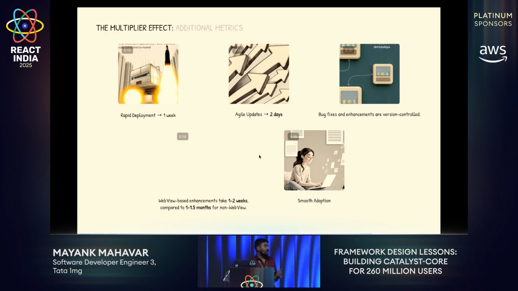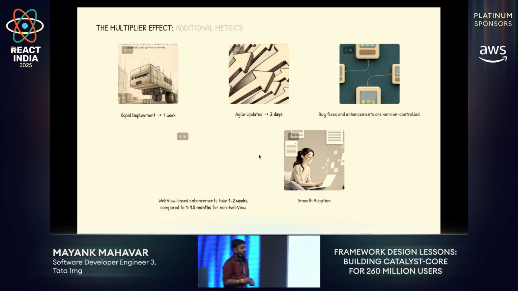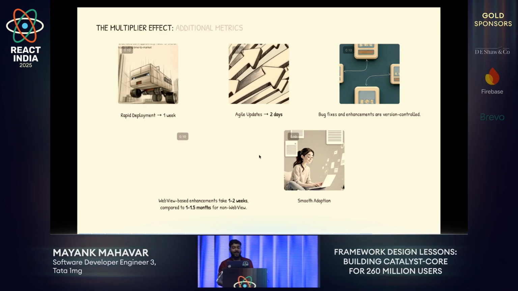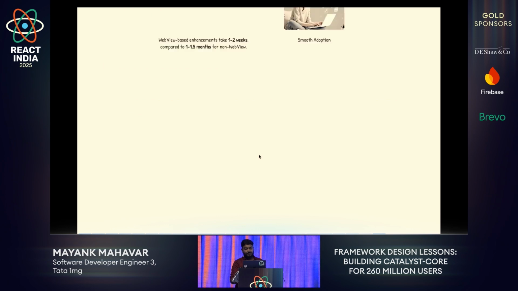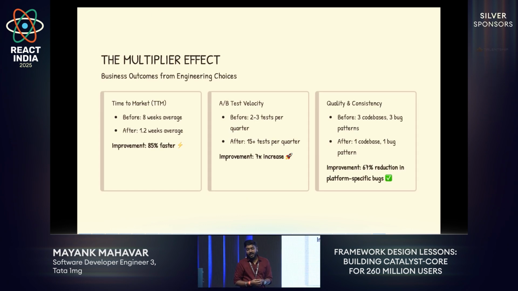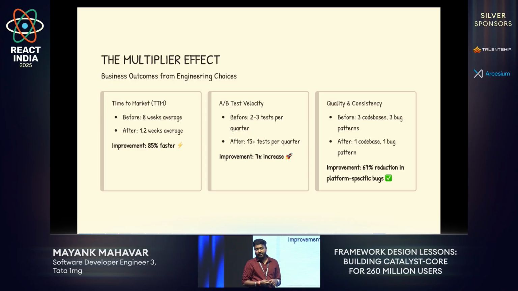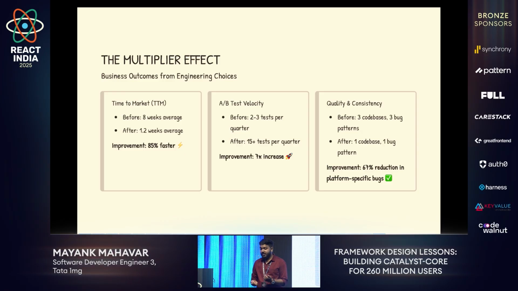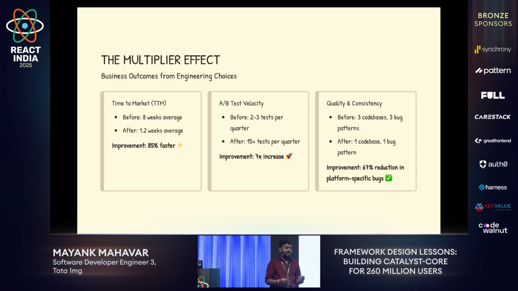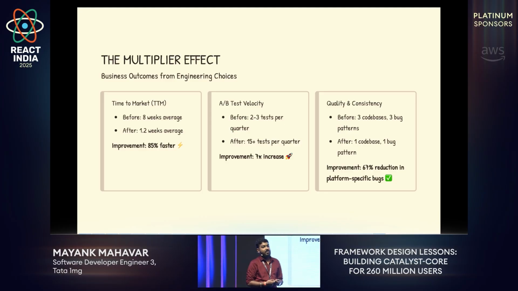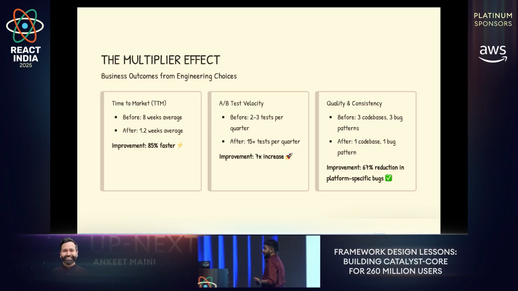Then comes the part about adoption. The adoption was very smooth because there was nothing required to learn. Right? There are a few more metrics about time to market. The time to market improved by 85%. 8 weeks becomes 1.2 weeks. 2-3 tests per quarter in A/B testing becomes 15 plus tests per quarter. Quality and consistency drastically improve because there's one code base we need to maintain. We could maintain it better, right?